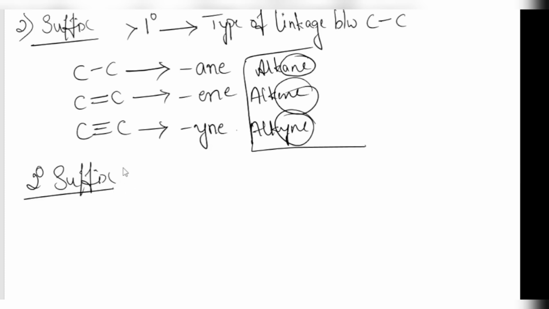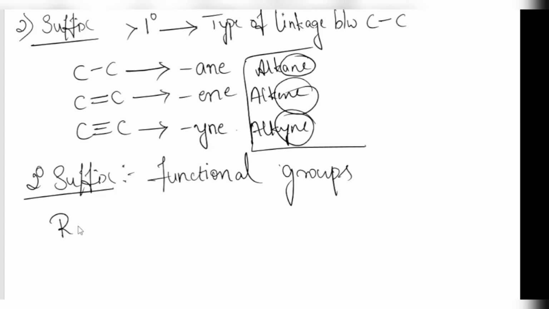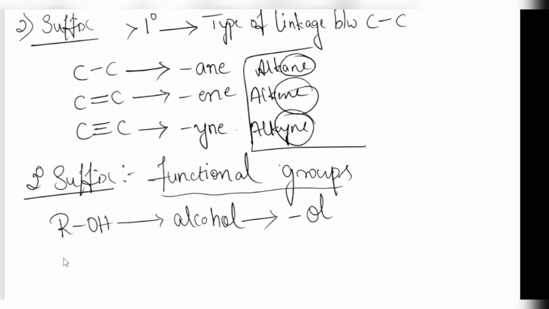In this particular video, I am not going to discuss functional groups, but definitely in upcoming videos. For a simple overview, I will discuss what the secondary suffix indicates. It indicates the type of functional group present in the molecule. Suppose I write ROH, what is the functional group over here? That is alcohol. If alcohol is there, we have to use the secondary suffix ol, that is OL.